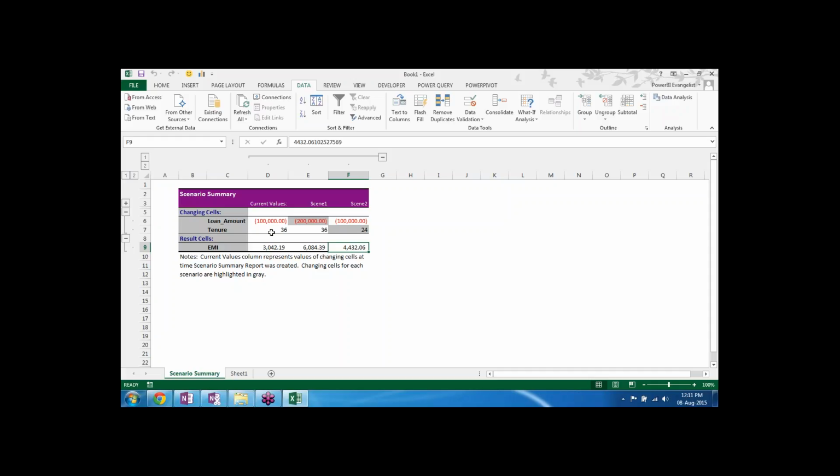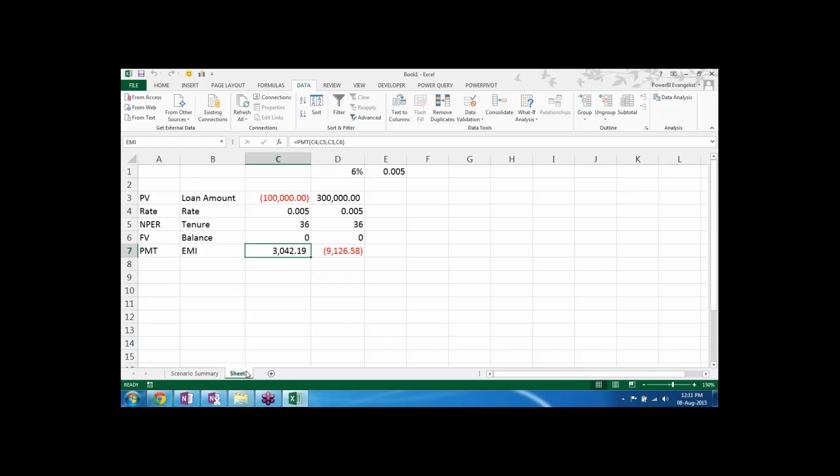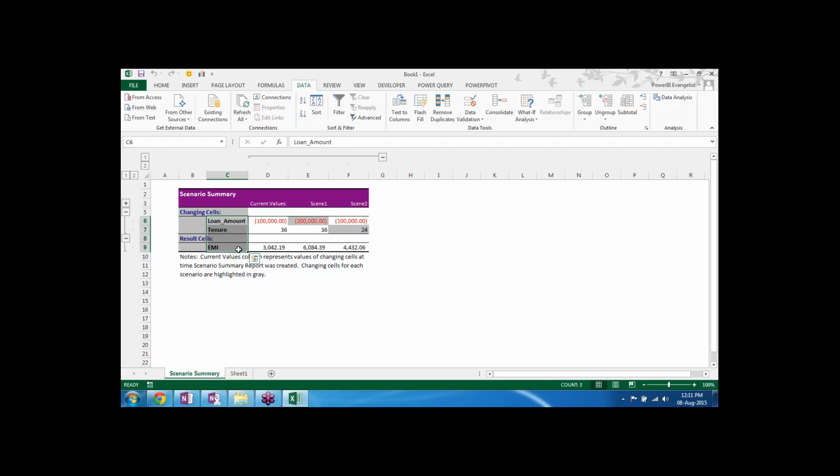So you can see this loan amount, tenure and EMI, these words are not picked up automatically. This is only based on the cell addresses. If you don't give names to the cell addresses, then it will come as C3, C4, C5. We had changed them to our names. That's why it is coming as loan amount, tenure and EMI. So see, this is a very small, sweet example of how scenario manager can be used. I'm just giving you an idea of how you can also work with this scenario.